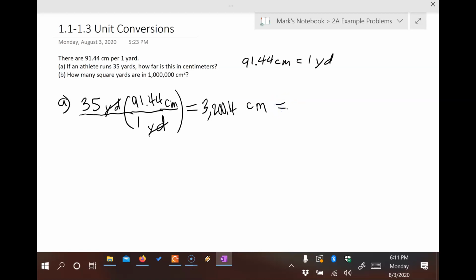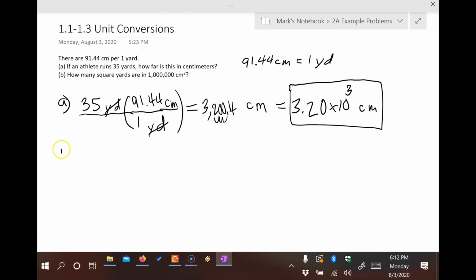Another way to do it, we can also write it like this. 3.2, I'm going to round this just to 3 significant figures. And that's going to be times 10. How far do we move the decimal place? 1, 2, 3 to the left. That's 1,000, right? 3.2 times 10 to the third, and centimeters are our units. So there's the answer to part A.